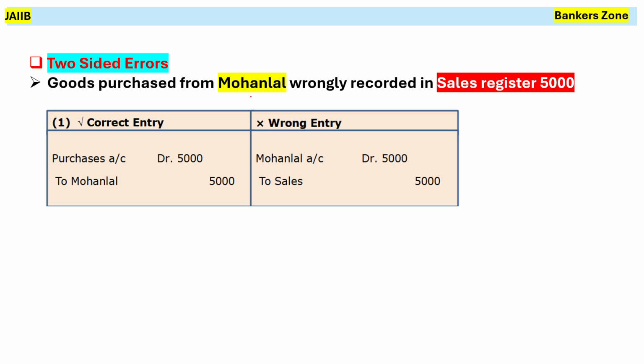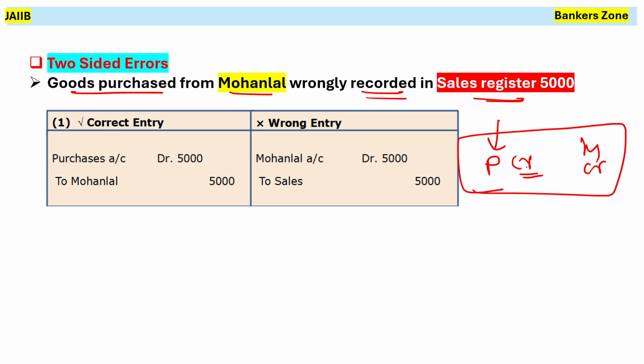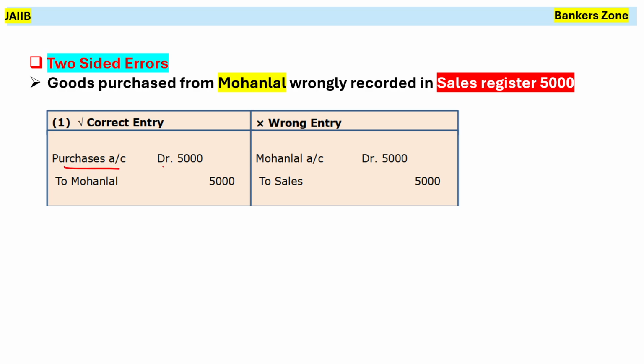Goods purchased from Mohanlal wrongly recorded in the sales ledger, say 5,000. Okay. Now see here, a very interesting example. Goods are purchased from Mohanlal but wrongly recorded in sales. Whatever purchase has happened, we will record it in purchase. So purchase must be debited, and the other party, Mohanlal's account, must be credited. This is the ideal entry, right? When we are purchasing, Mohanlal becomes the creditor and we are the debtor. So the correct entry should be purchase account debited by 5,000 and Mohanlal's account credited by 5,000. This is the ideal entry.